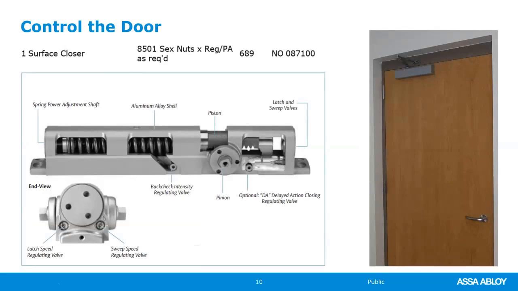To control the door, an architectural grade closer works very well here. We do need to have a closer. It is a fire rated opening, and in the specification, you can be generic and say regular/parallel arm as required. This would be the same price. In fact, the 8501 from Norton comes with both a regular arm and a parallel arm bracket.